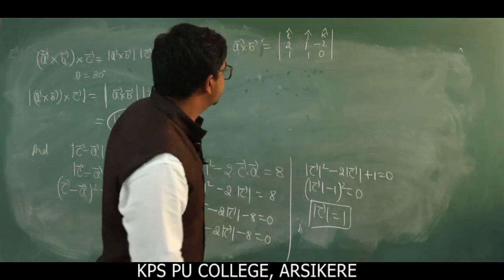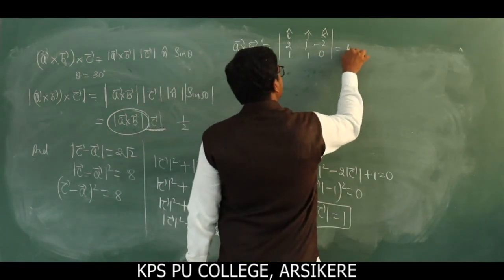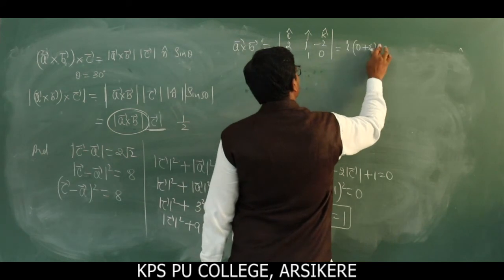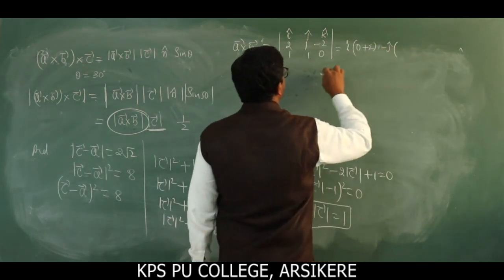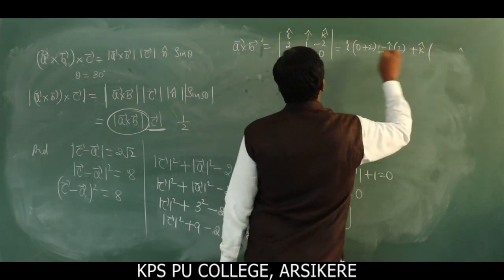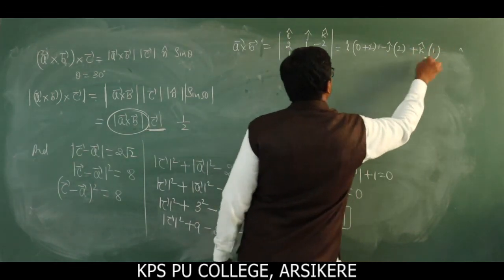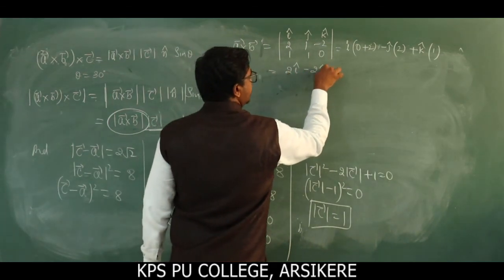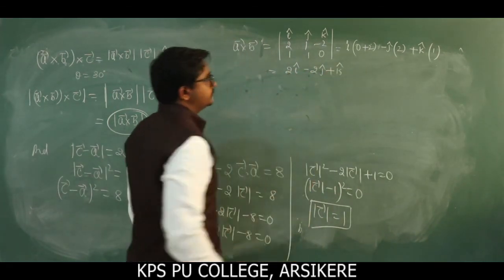Therefore what is the expansion for this term? This becomes I cap into 0 minus of minus 2, that becomes plus 2, minus J into 0 minus of minus 2 is plus 2, plus K cap 2 minus 1 is 1. So the final answer is 2 into I cap minus 2 into J cap plus K cap.